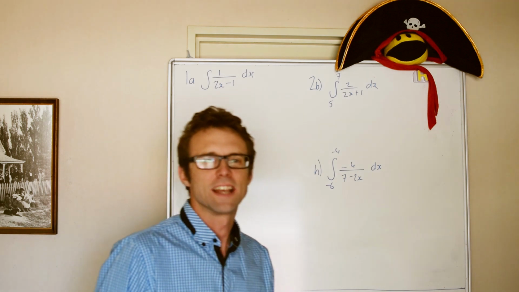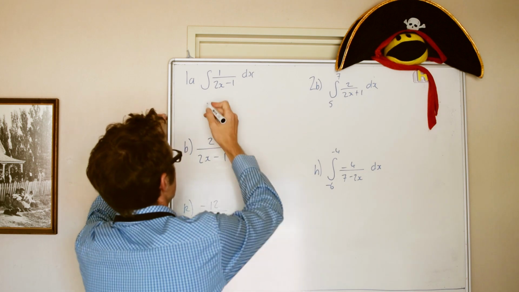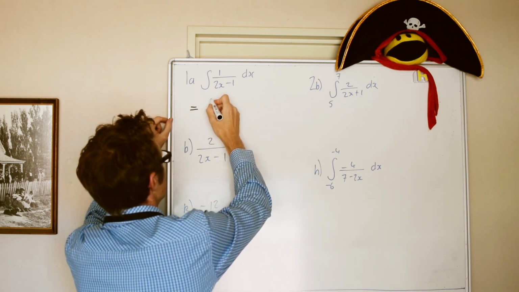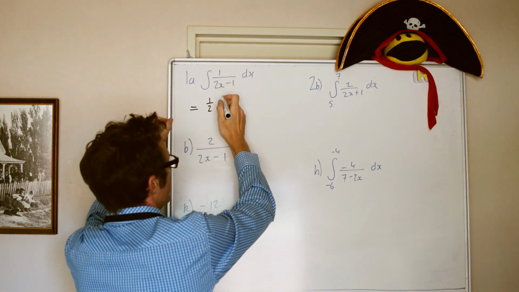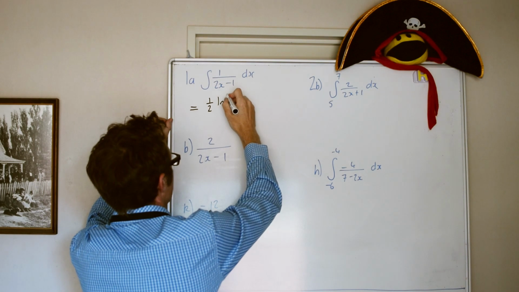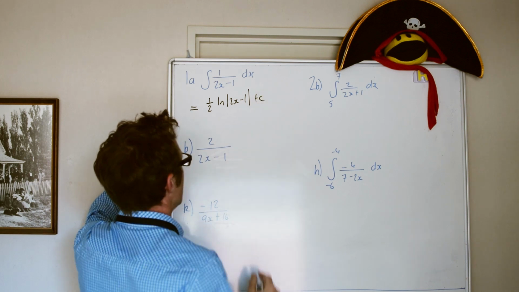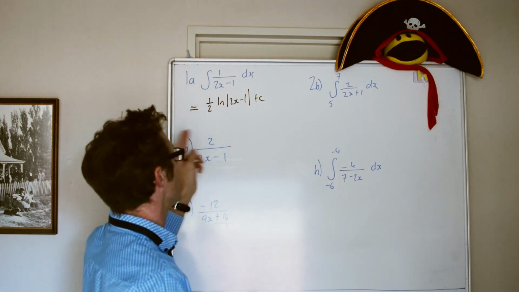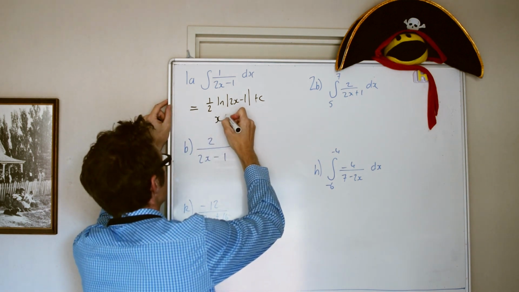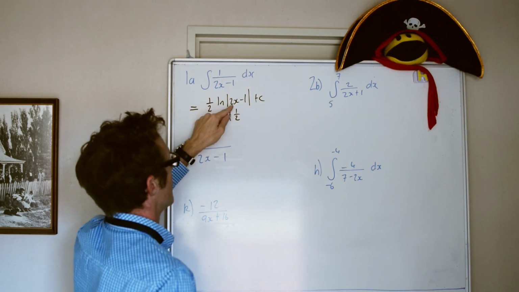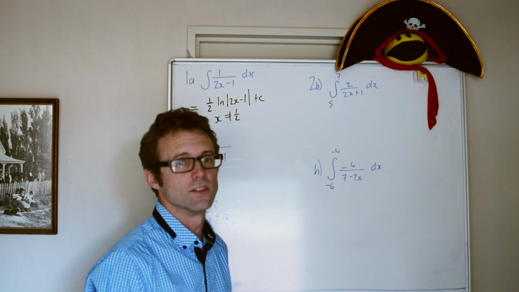Okay, so let's now try a few examples from the exercise. First with a few indefinite integrals. So this one here, we will simply say is 1 over 2, 1 over a, where a is 2, ln modulus 2x minus 1 plus c. And we have to say the range for which this is true. Well, it's all values of x except 1/2. X cannot equal 1/2, since if it's 1/2 in here, even with the modulus sign, you're going to end up with ln 0, and ln 0 is undefined.